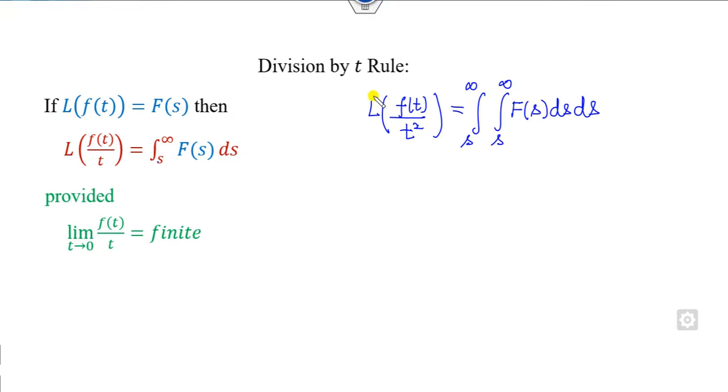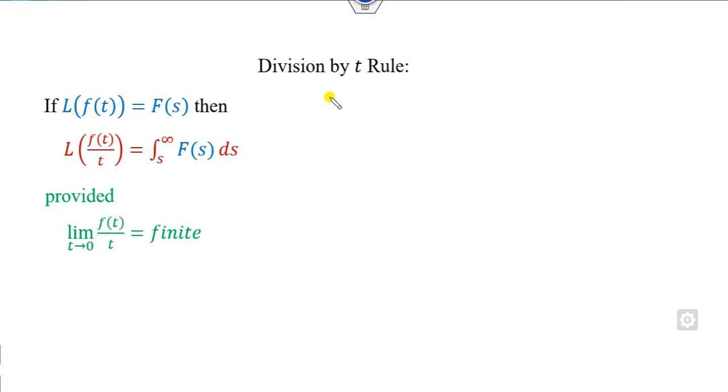What is F(s)? It is the Laplace of the remaining quantity. Now the proof is very simple. I can give you the proof in a single line.